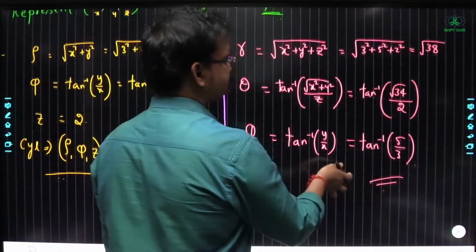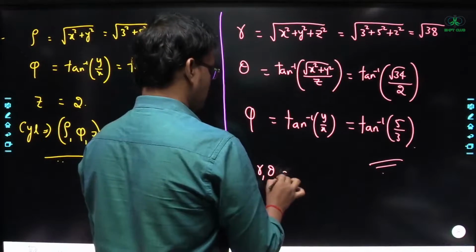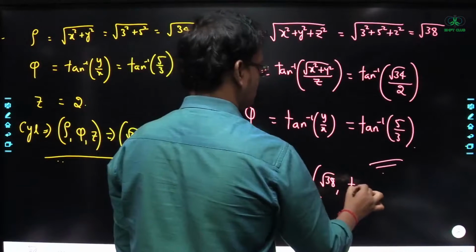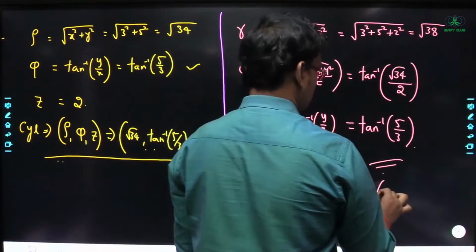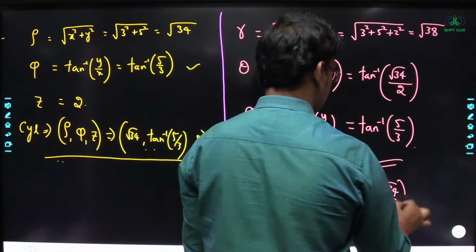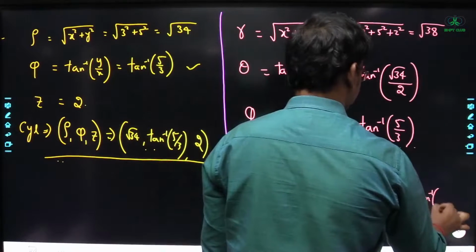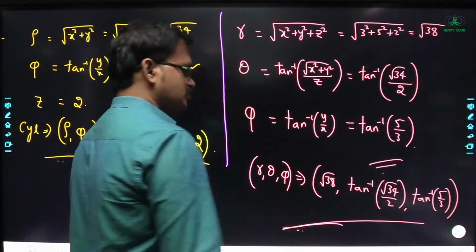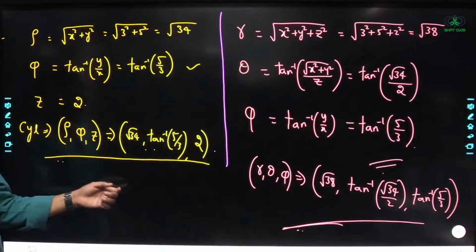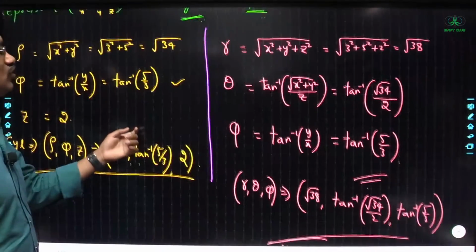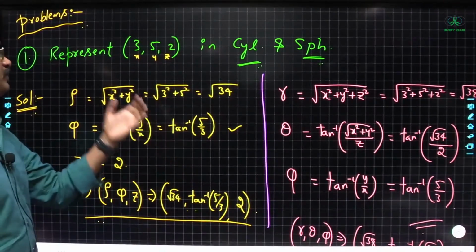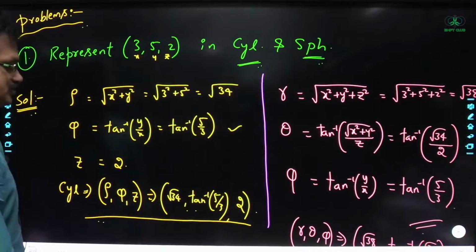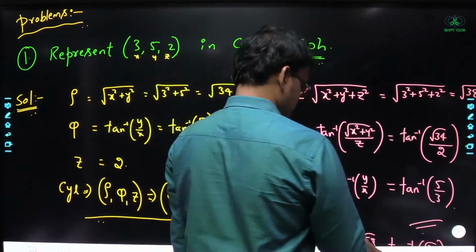So here r, theta, phi is root 38, comma, tan inverse of root 34 divided by 2, comma, tan inverse of 5 by 3. This is the value of r, theta, phi. So this is how you have to convert or represent the rectangular coordinates in terms of cylindrical and spherical coordinates. I hope this problem is crystal clear.